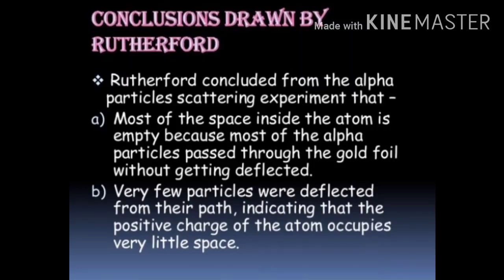empty, because most of the alpha radiations pass through the gold foil without any deflection. These radiations passed only when they found empty space inside the atom, which shows that the atom is hollow inside. Next, a very few particles were deflected from their path, indicating that the positive charge on the atom occupies a very small region.